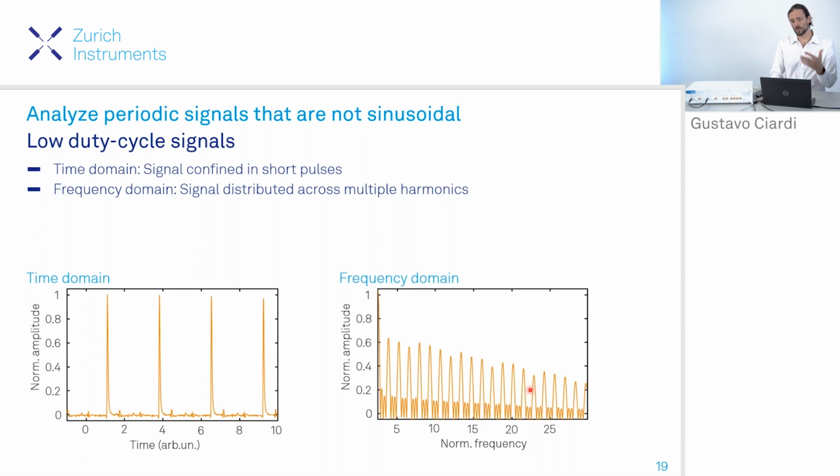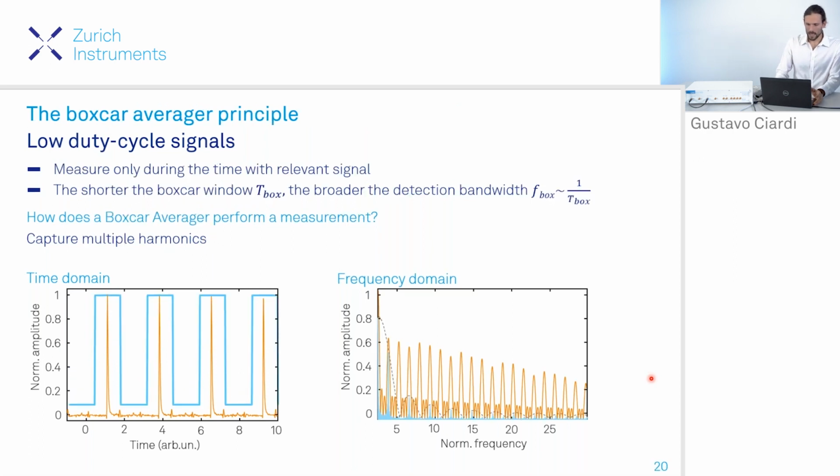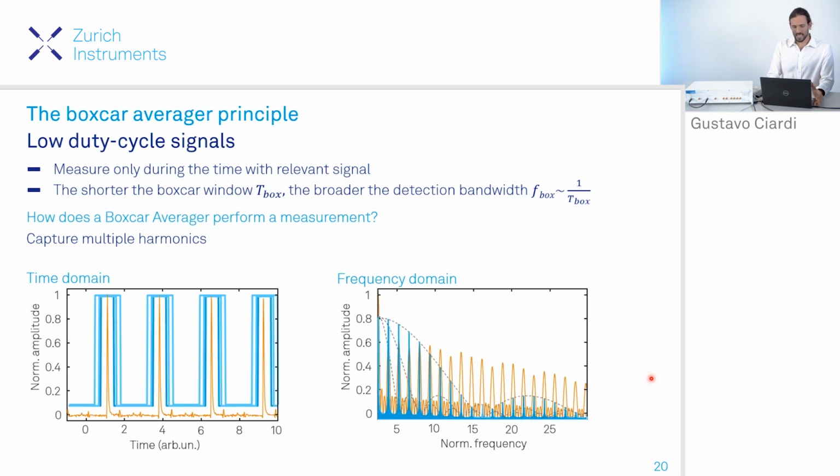Okay? So if we now were to take a lock-in measurement, what we would essentially do is capture the information only at the first harmonic of the signal, basically losing all the information in the higher harmonics. If we now instead start to box our signal with our boxcar averager's windows, what we can see is that we can increase the bandwidth of our detection by making the boxcar window smaller and smaller.